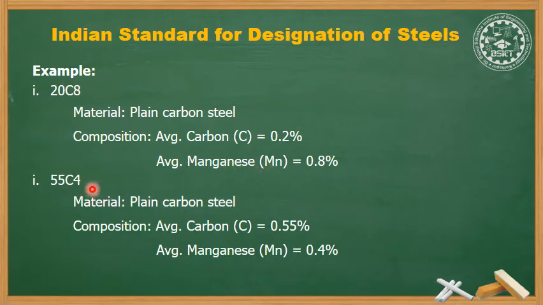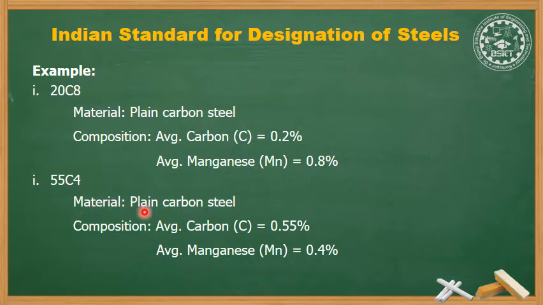See another example. Again here the designation is 55C8. Okay, so it is again in the form XCY. Here this 55 stands for X and this 8 stands for Y. Such a format is for plain carbon steel.